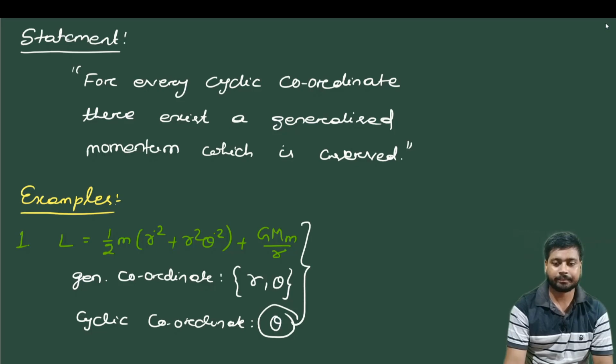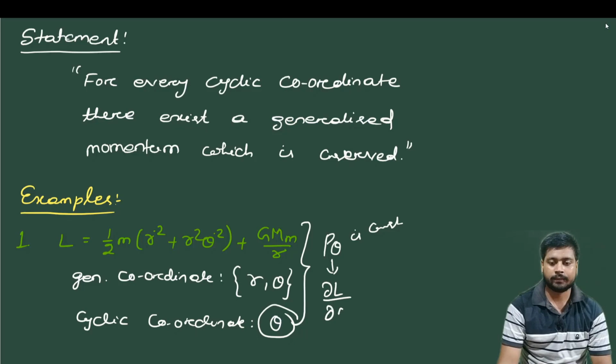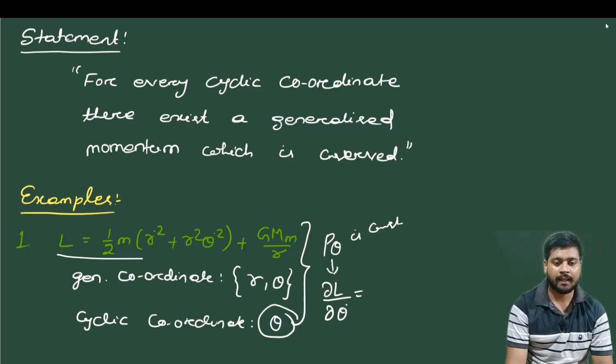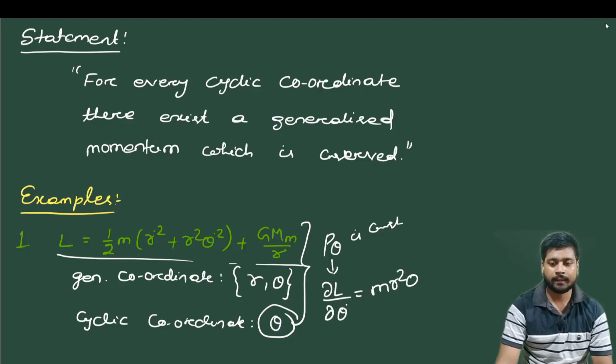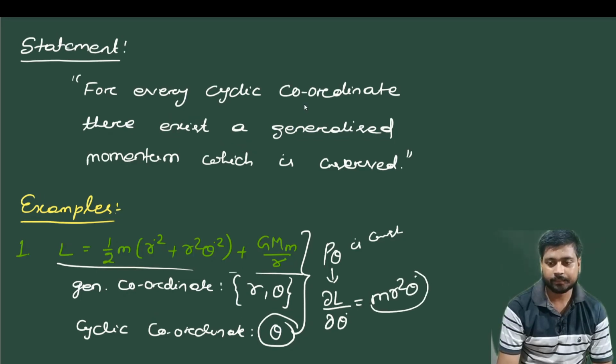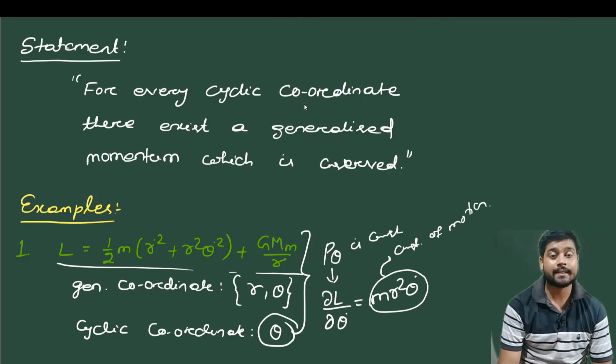What is p theta? p theta is the partial derivative of L with respect to theta dot, which is equal to, if we partially differentiate this Lagrangian with respect to theta dot, then we get m r square theta dot. This is our p theta. This is a constant of motion.